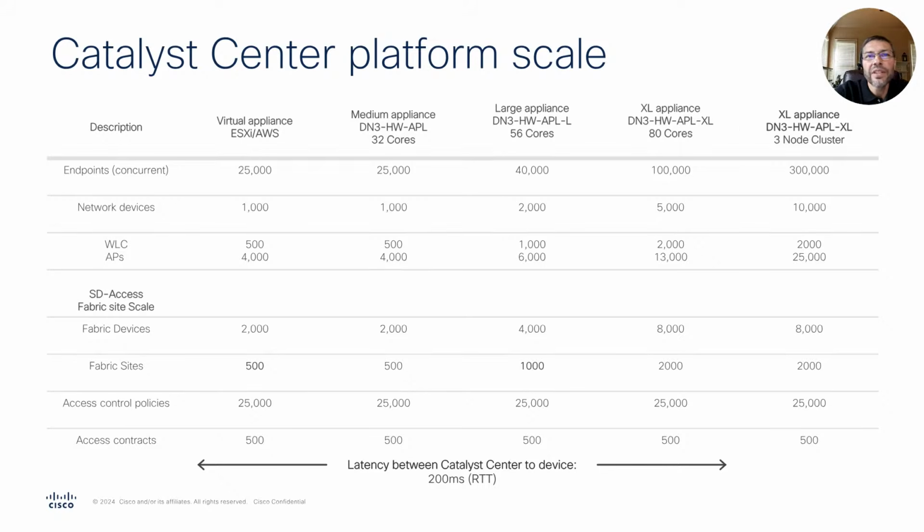So look for the updates in the data sheet for 237X to get your clustering and scaling numbers, along with what we've got on the slide here. Also remember, you've got the deployment guide and the DN3 ordering guides as well. Those are available on Cisco.com today.